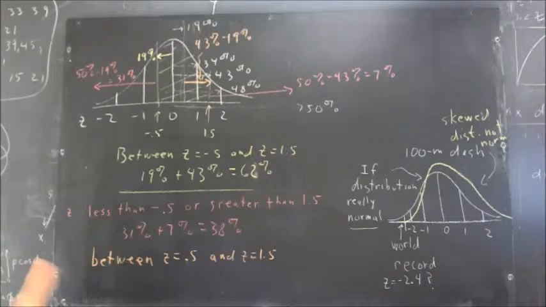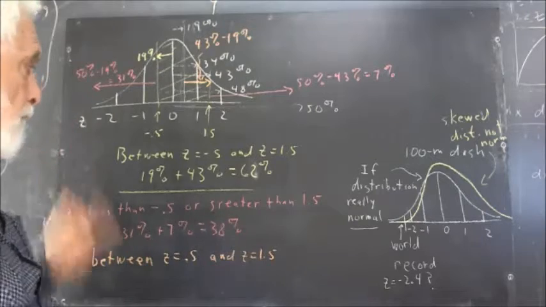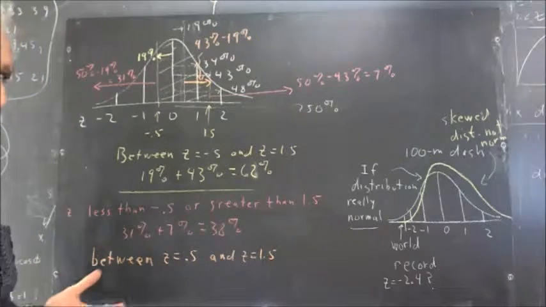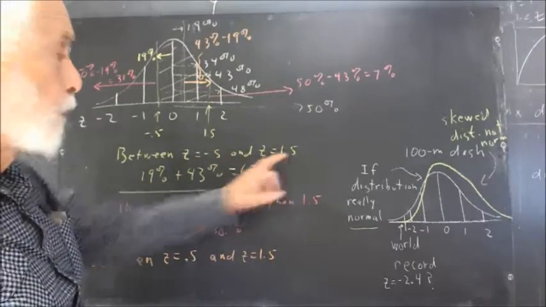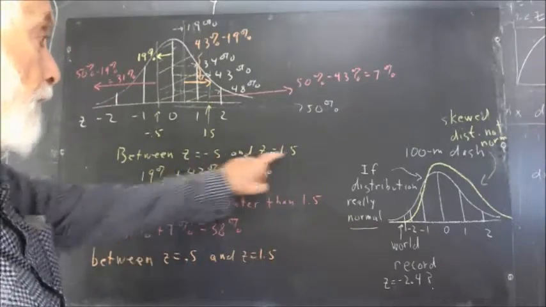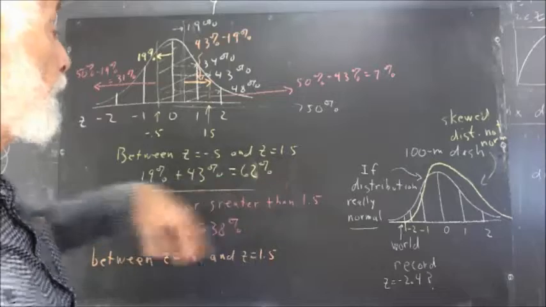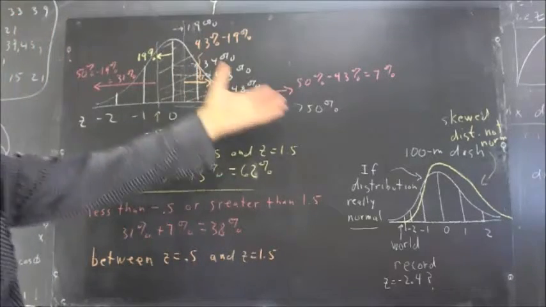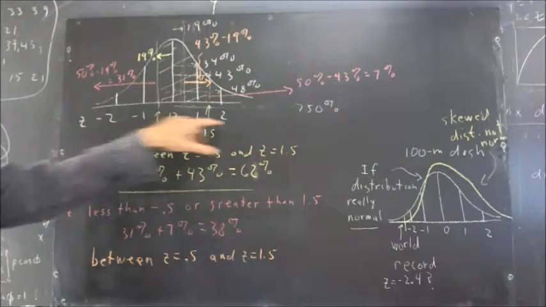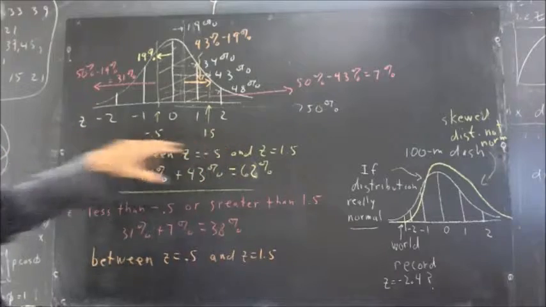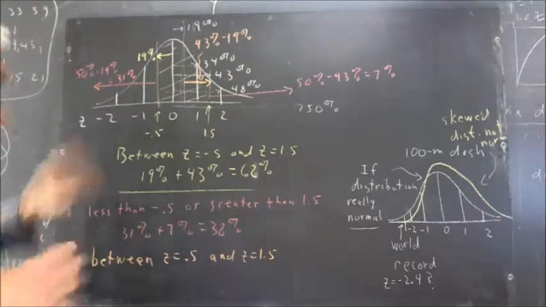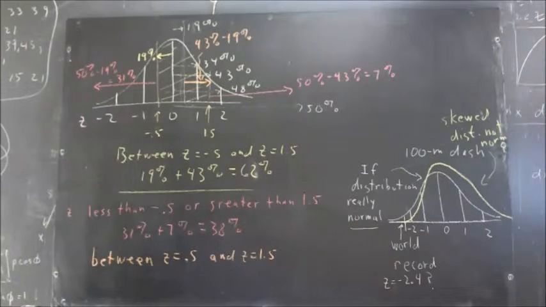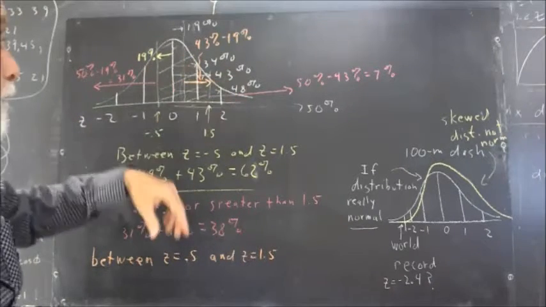Okay, the next question people found challenging was the question of what percent of the normal distribution should lie between z equals negative 0.5 and 1.5. Okay, that's the question. Now, obviously, you're going to draw the normal distribution. You're going to have your z. You don't have x values because we don't have actual times or lifetimes or whatever it is that we're measuring, but we sketch the normal distribution.